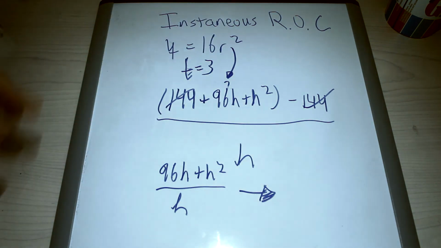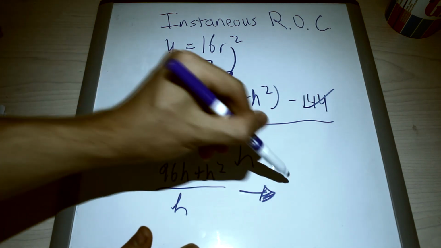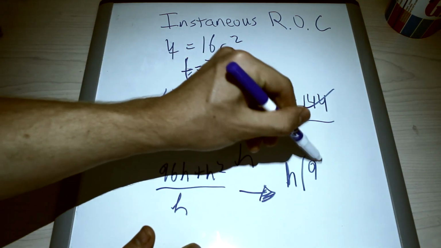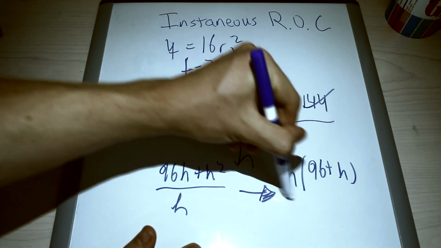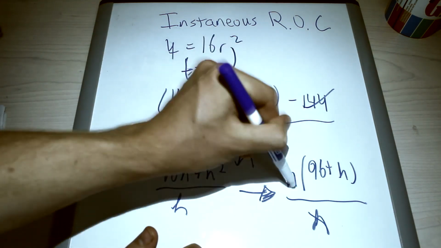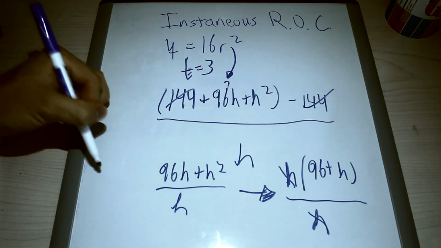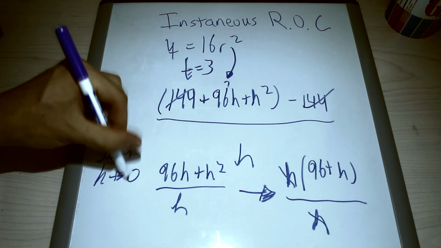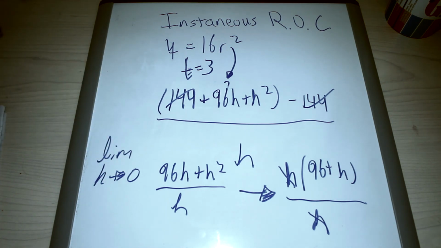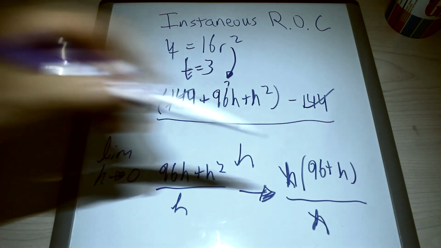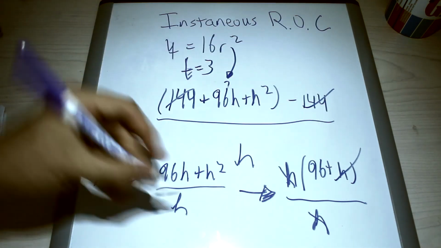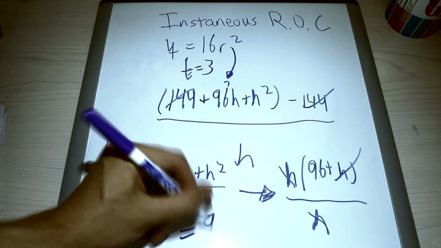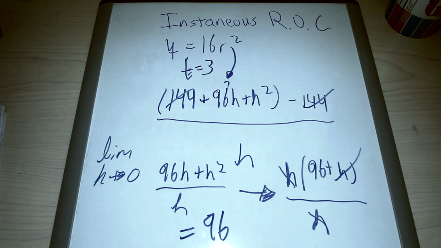And this easily, hopefully you can see this, you can factor out the h and it becomes 96 plus h, and then these h's cancel. And remembering the limit as h approaches 0, what that means is this cancels. Your answer is going to be 96. That's going to be the instantaneous rate of change at this single point.